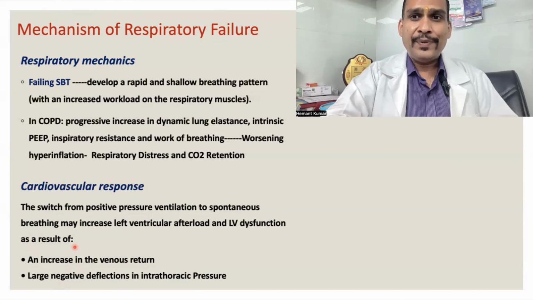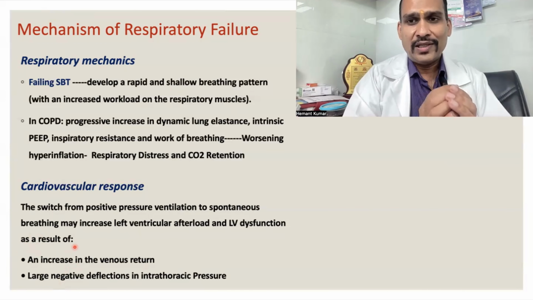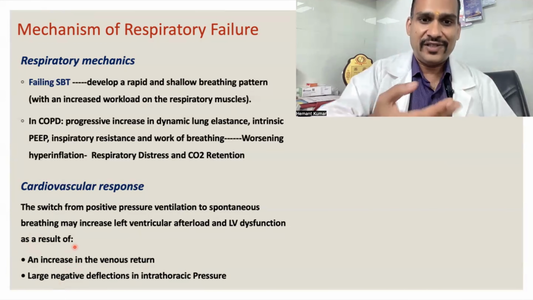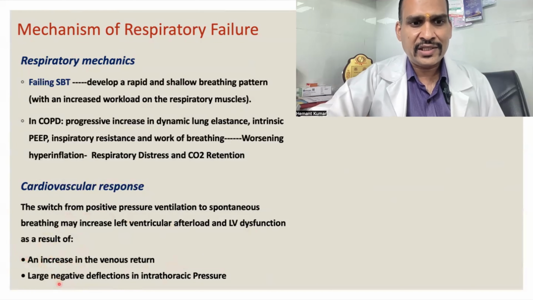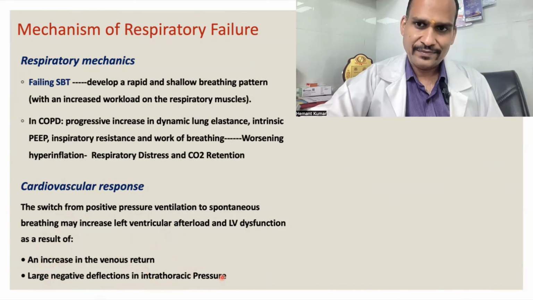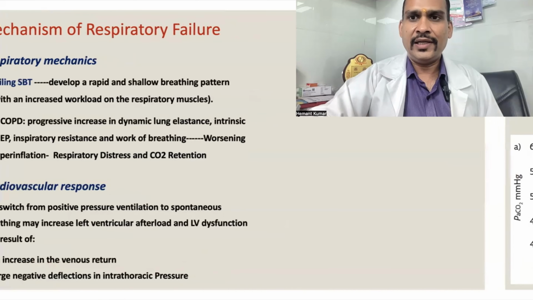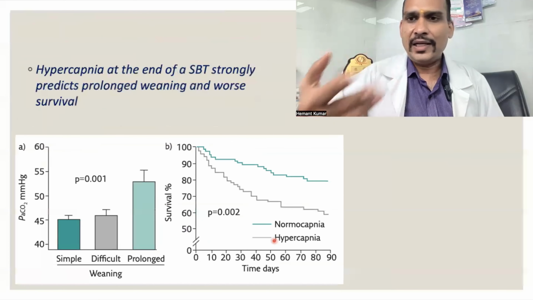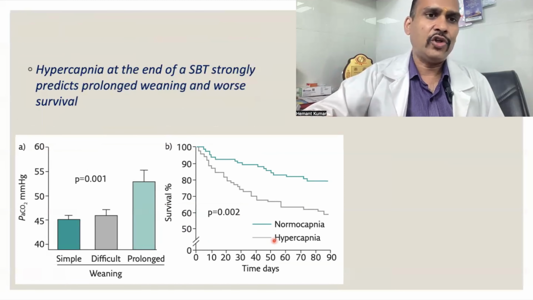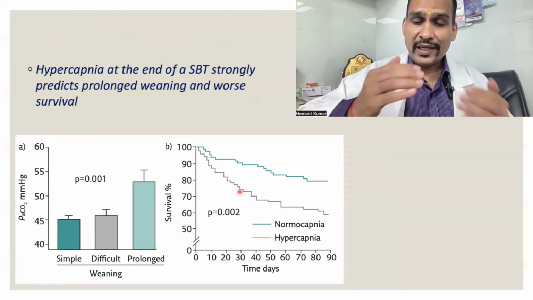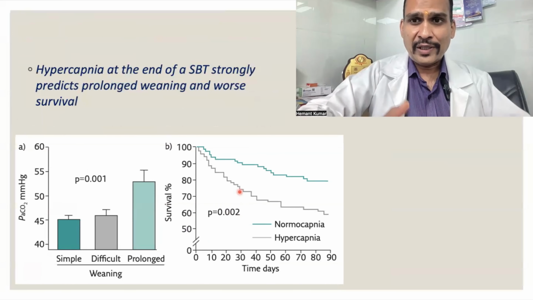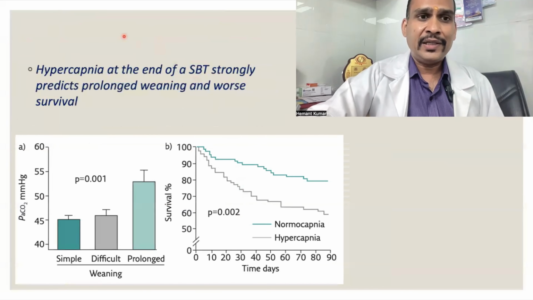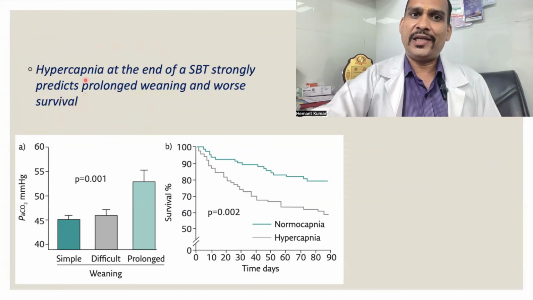What will happen? The patient will have volume overload. There will be left ventricular dysfunction. So LV dysfunction. Why? Because there is increased venous return and there is a large negative deflection in intrathoracic pressure. It will cause LV dysfunction, and later on the patient will develop congestive heart failure or volume overload. So at the end of the spontaneous breathing trial, because of shallow breathing and rapid breathing, the patient will end up in type 2 respiratory failure, that is hypercapnia.